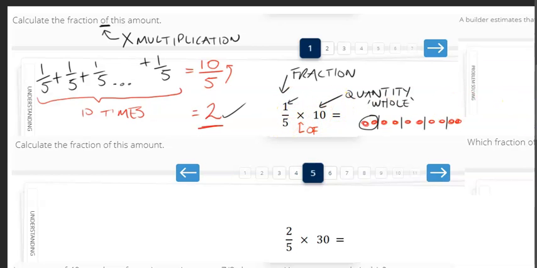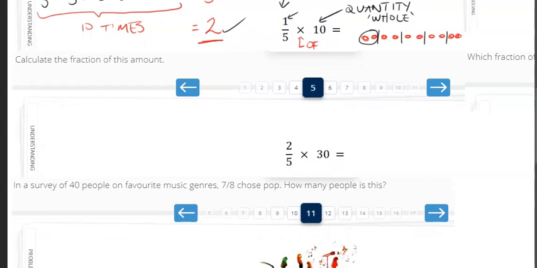So if we look at our second example here, 2/5 times 30, again we can go 2/5 plus 2/5 plus, and we can keep going 30 times.